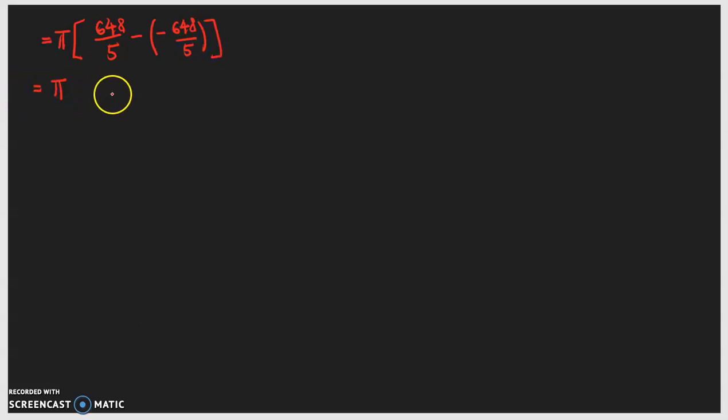So by simplifying this part, 648 over 5 plus 648 over 5, our final answer will be 1296 over 5. So here is 1296 over 5 by unit cube. So here is the answer.